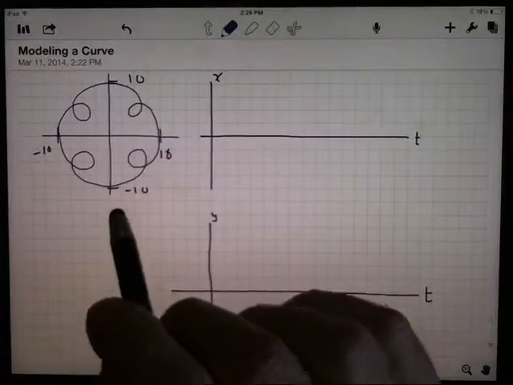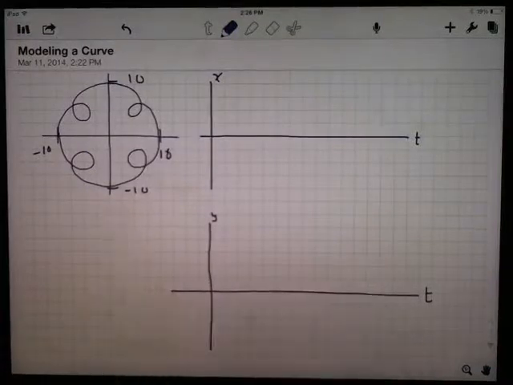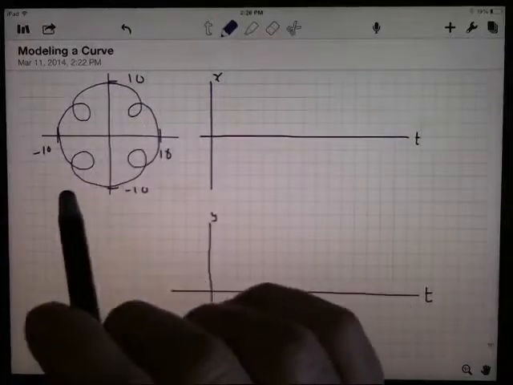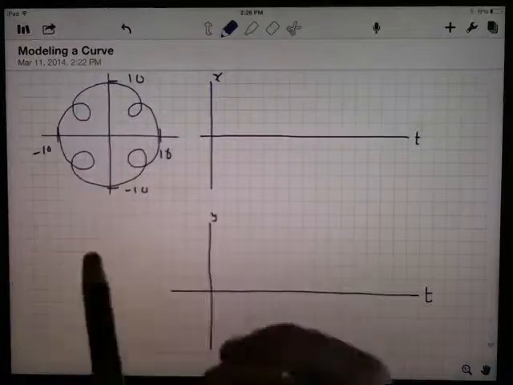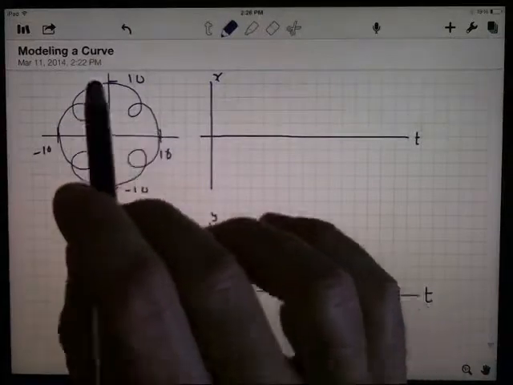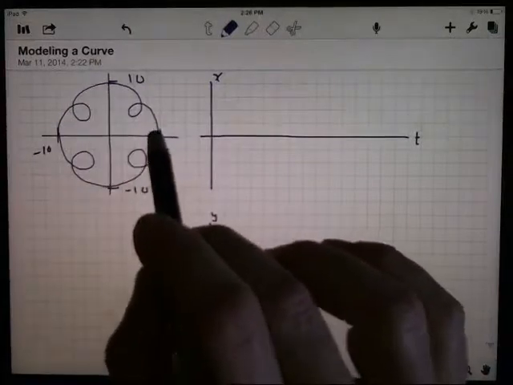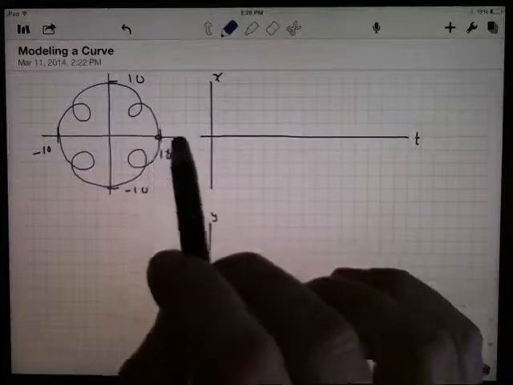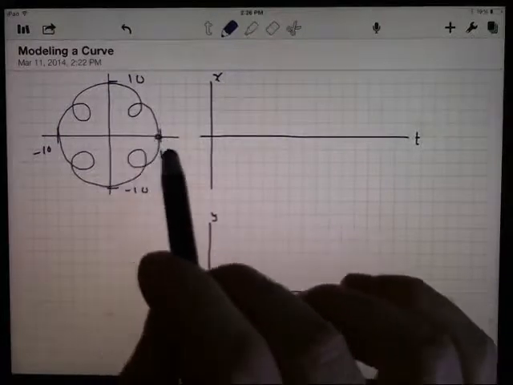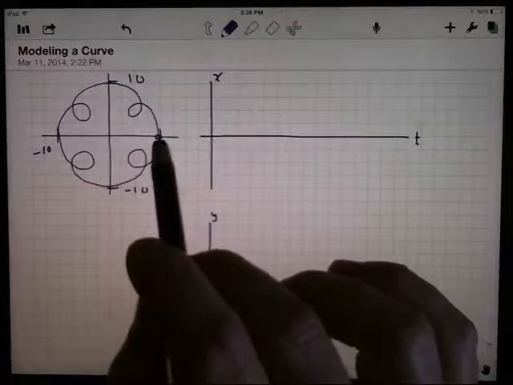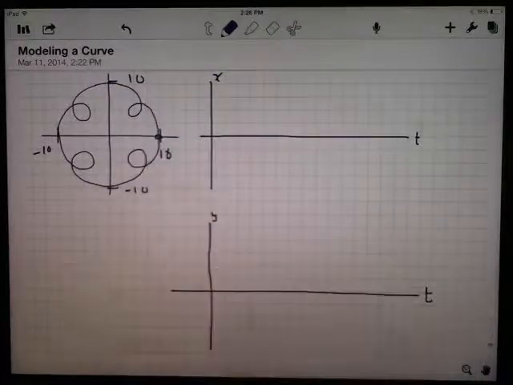So I need to pick a starting point. That is, I need to pick a point when my parameter is equal to 0. And there's really 4 places that work pretty well here. I'm going to start here. The thing is, this point right here is at the biggest the x value ever gets, and it's in the middle of the range that the y value ever gets.